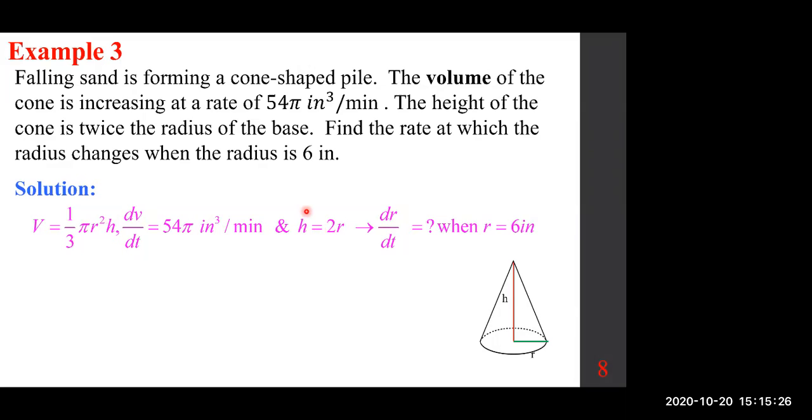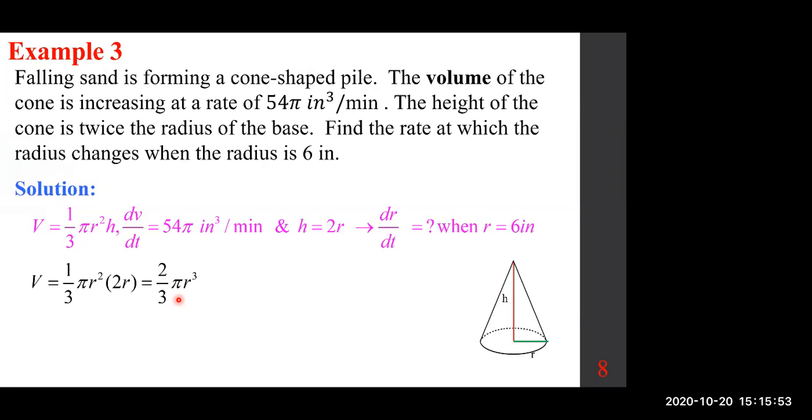H is 2r. Because we want dr/dt, we are going to get rid of the h. If we wanted dh/dt, we would get rid of the r. So h is 2r. The very first thing, replace it here. Replace the h with 2r. And then we get 2/3 pi r cubed. Now we go with dV/dt.